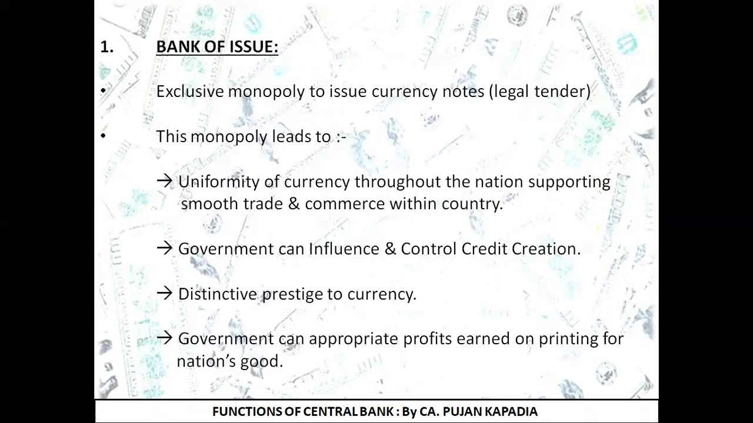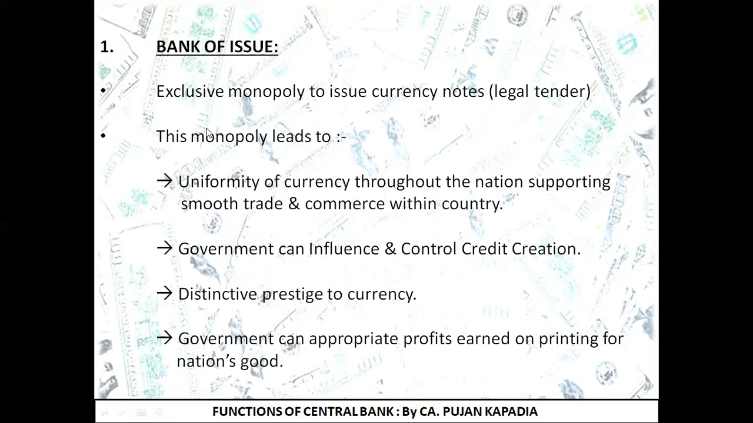Point number one, bank of issue. The first point that I have written over here is exclusive monopoly to issue currency notes, that is legal tender. The first and the most important function that a central bank does is it has the sole monopoly. It is the only authority that is authorized to issue currency in any country. For example, if I'm talking about our own country, India, Reserve Bank of India has the monopoly to issue the currency notes. I have intentionally made use of one word over here, legal tender, which means currency notes. But in banking terms, we generally use this word, authority to issue legal tender, that is authority to issue currency. With whom does this authority lie? This authority lies with the central bank of the country. So the first function reads as the exclusive monopoly to issue currency notes lies with the central bank, as a result of which central bank is known as bank of issue.